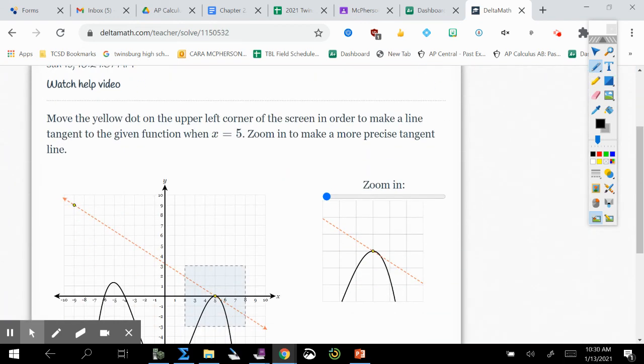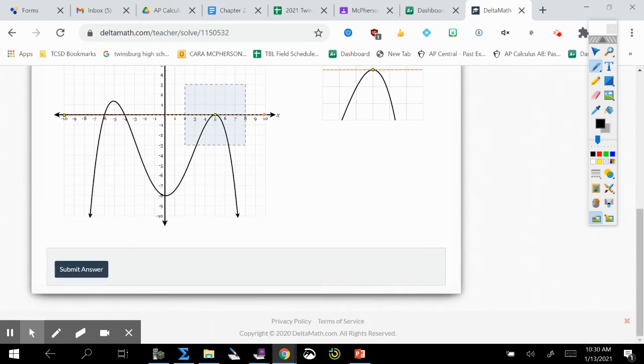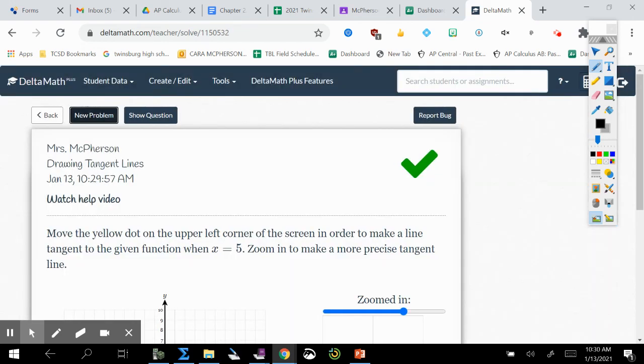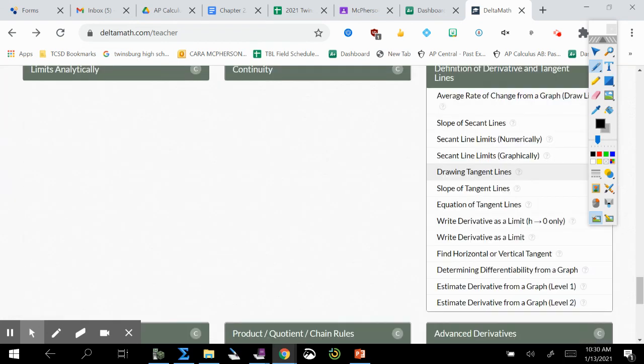So here's one where it wants the slope at 5. So I'm going to move that upper dot over. At 5, it looks like it has a 0 slope. That tangent line is just going to go right across it. And then I'm going to hit submit. And I've got that. So that's just kind of a basic introduction of what a derivative is.